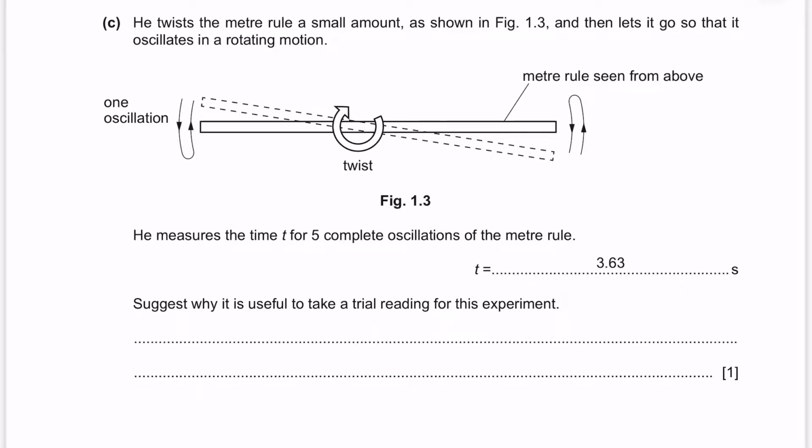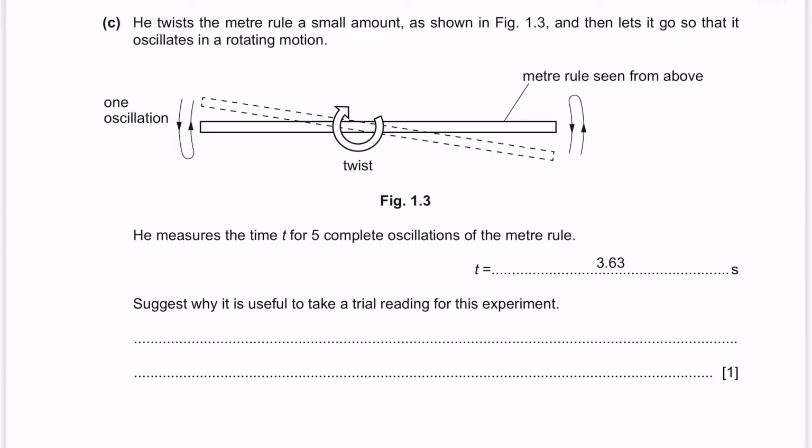C part, he twists the meter rule a small amount as shown in figure 1.3 and then lets it go so that it oscillates in a rotating motion. So, okay, this is rotating and they're measuring time. He measures the time t for 5 complete oscillations of the meter rule. Suggest why it is useful to take a trial reading for this experiment.